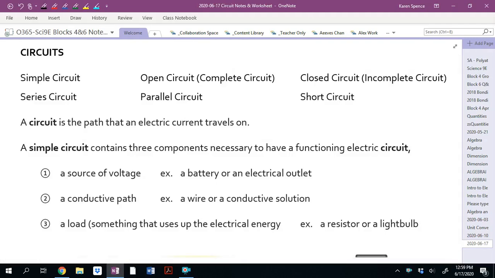Hello, lovely Science 9. This is our last lesson for the year, our last lesson for the whole year. And then you get to go out and just be in the sunshine and enjoy your summer. And hopefully, the fall will have some sort of structure and order to it that makes more sense than this did. But anyway, today we're going to be looking at circuits.